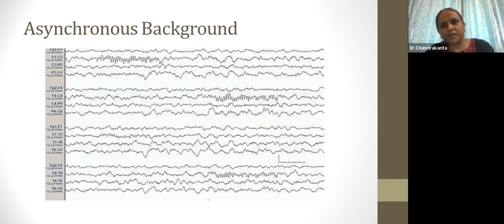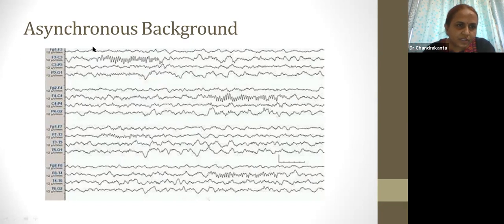And then background abnormalities can be in the form of asynchrony. Synchronous background means that both sides, the left and the right, have almost similar types of waves. But if you see in this picture, this is the left side and we see that there is a spindle over here, but there is no simultaneous spindle on the right side. And similarly here, a spindle is seen on the right side and not on the left side. So they are not coming simultaneously. So this is asynchrony between the two sides.